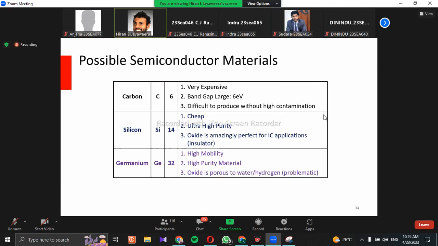And then germanium, it has high mobility and is a high purity material. The only issue is that when you oxidize it, it's porous to water and hydrogen. That is problematic for electronic systems. That is why very old electronic systems like computers had to be put in very clean rooms where there's no water and reduced hydrogen. So with this slide, I will stop today's session.